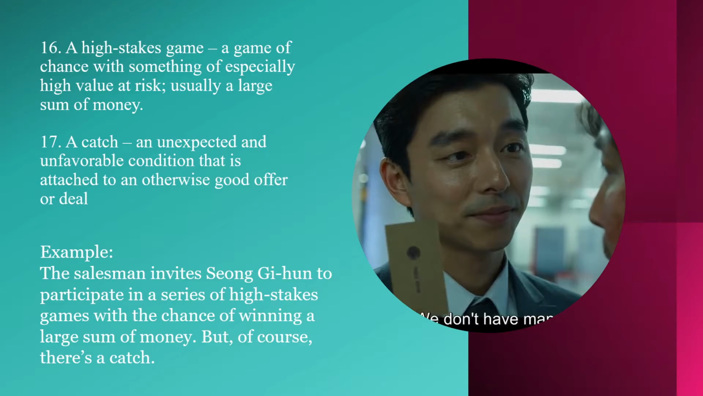16. A high-stakes game. A game of chance with something of especially high value at risk, usually a large sum of money. So notice here that high stakes has a hyphen between the words high and stakes. The reason why that is because the two words high and stakes are functioning as a single compound adjective modifying the word game. So when you have an adjective that's made of multiple words, you connect them with the hyphen, and that's a compound adjective.